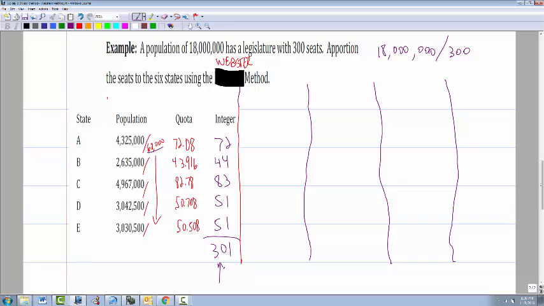Okay, now what do we do next? Because this works like Jefferson. Who do we look at? A, B, C, D, or E? First of all, everybody. C.